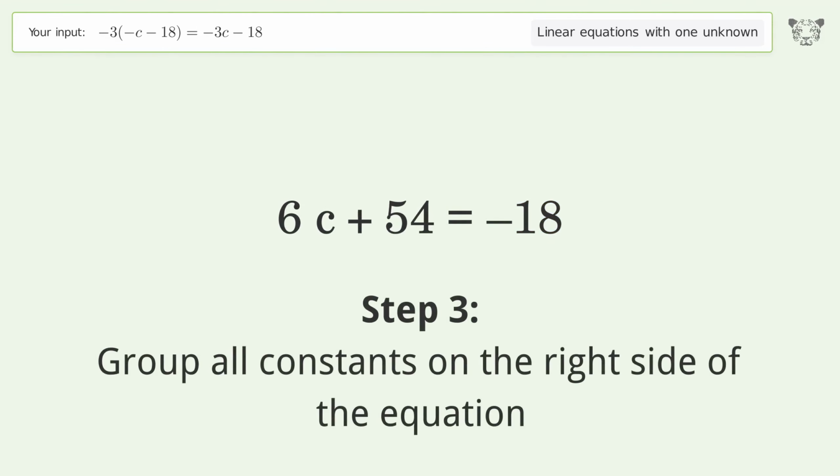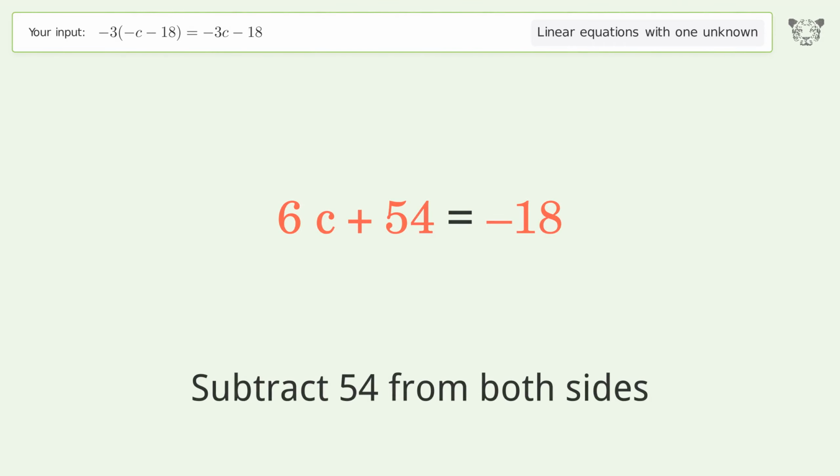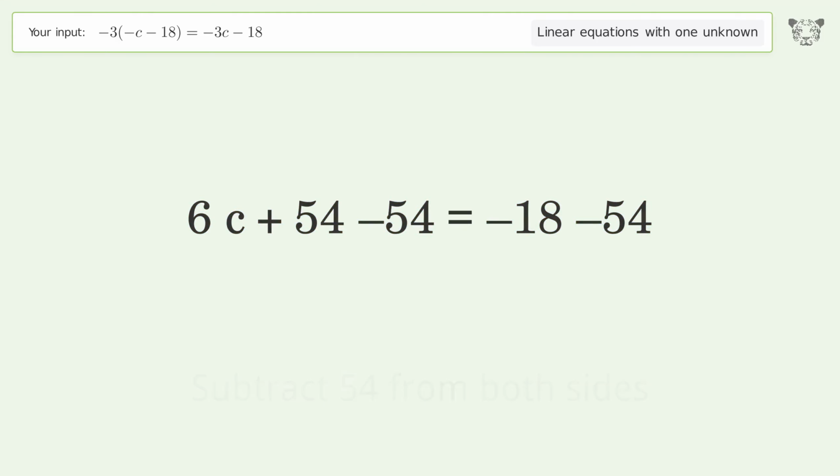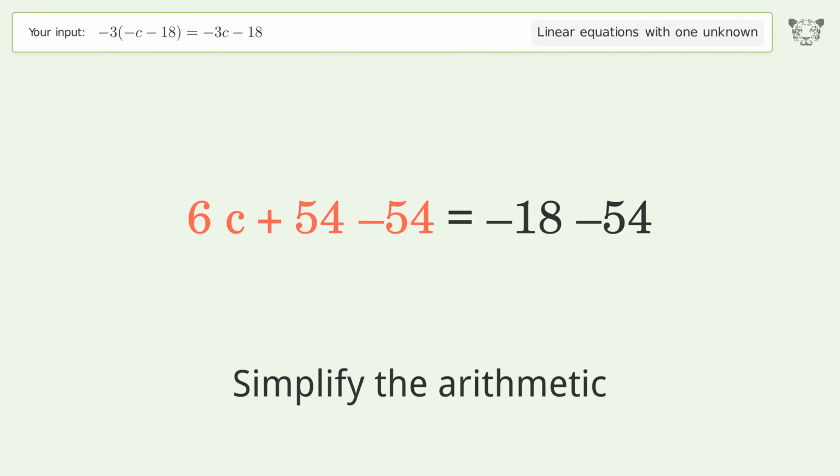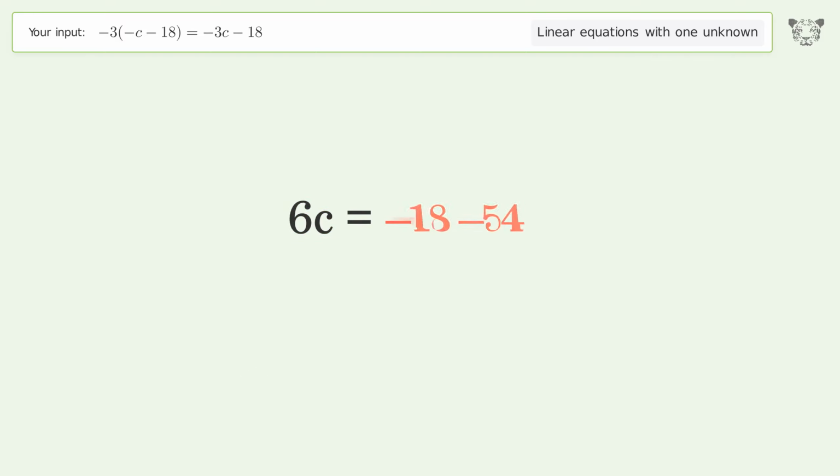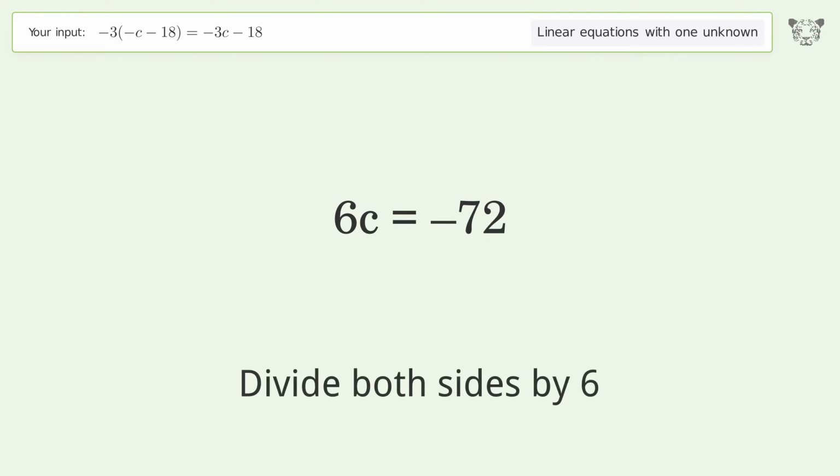Group all constants on the right side of the equation. Subtract 54 from both sides. Simplify the arithmetic. Isolate the c. Divide both sides by 6.